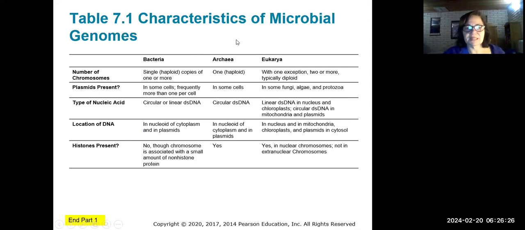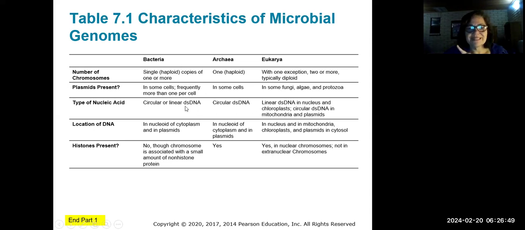Remember the three domains: bacteria, archaea, and eukarya. The eukarya is the one group where you'll find some diploid organisms. Everybody else is haploid. You do find plasmids in some cells in all three domains. Now notice this is an important point because a lot of people get this one confused.